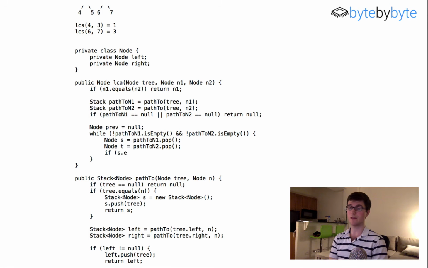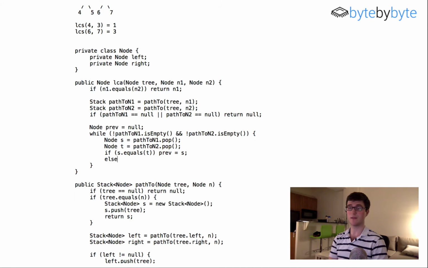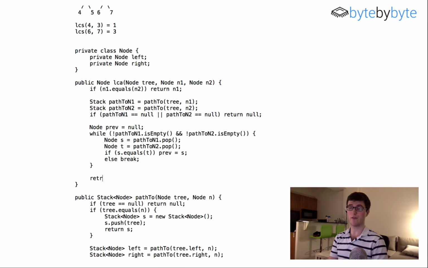So s.equals(t). If they're equal, then I'm going to say prev equals s, and otherwise I'm going to break. And finally, I just have to return prev.